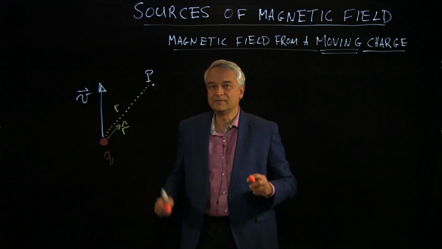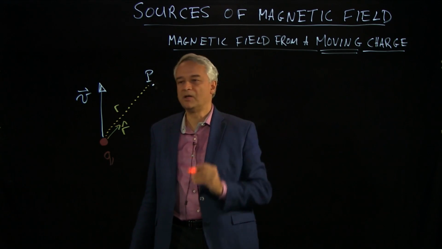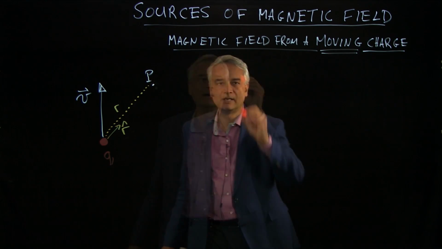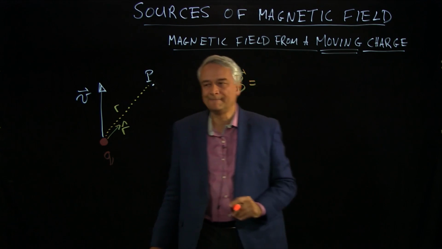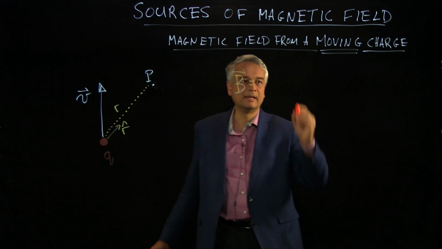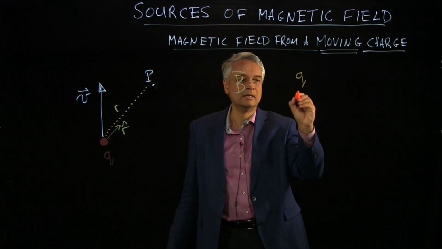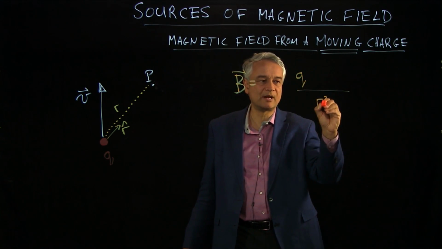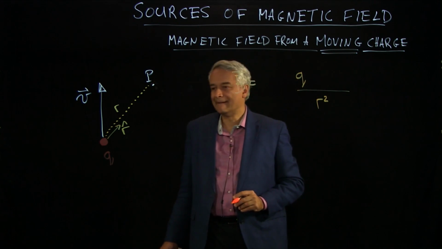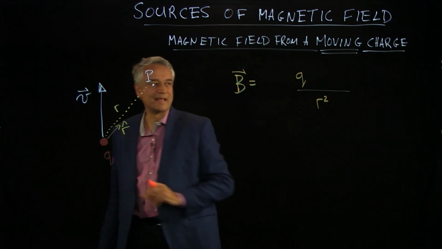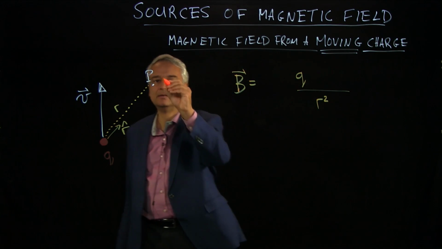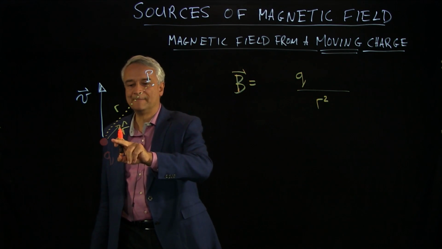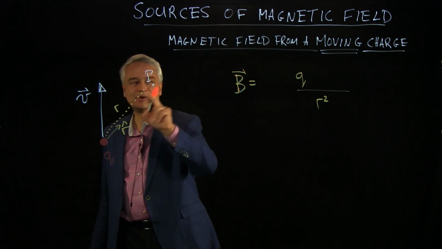Well, I'm going to start by telling you the answer, and then we're going to walk through all the parts of the answer. Here's the answer. I want to know what is the magnetic field at the point P. Well, it has a Q in it, and it has a 1 over R squared in it. That's the same as in Coulomb's law. The magnetic field at this point P falls off with distance like 1 over R squared.